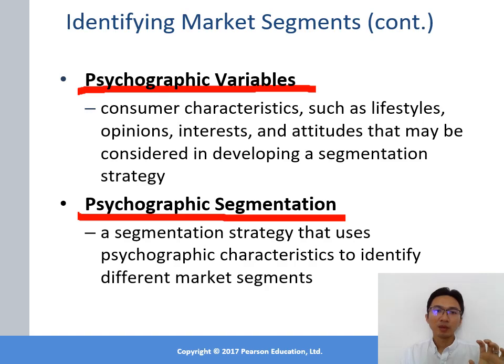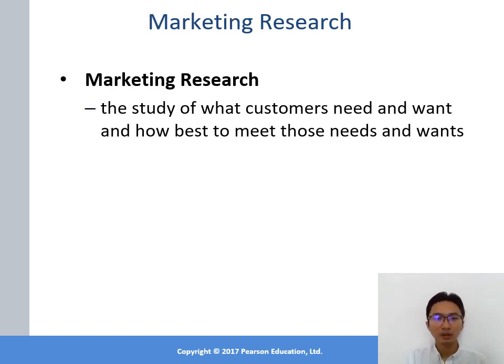For example, maybe we segment them by using those who value workout as part of their lifestyle. That's the first. Or perhaps those who are involved in extreme sports, or even those whose lifestyle involves spending time in luxurious stores purchasing high-end products. These are all examples of psychographic variables.